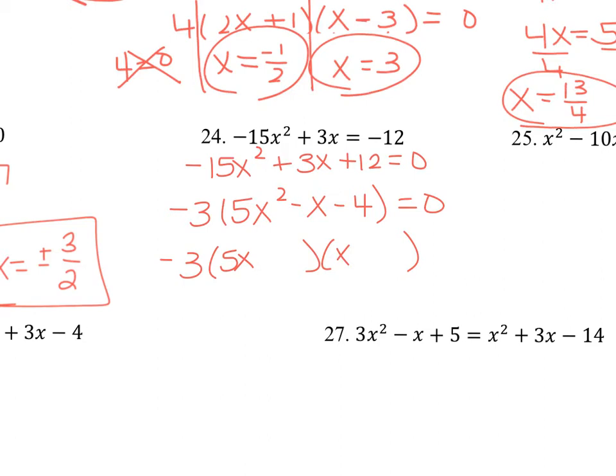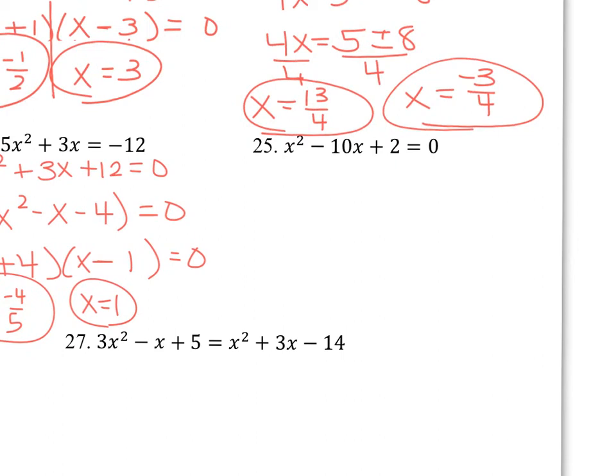So if we try 2 and 2, 5 times 2 is 10. 10 and 2, that's not going to get me 1. So how about 1 here and 4 here? 5 and 4, yep, that works. I want negative 5 and positive 4. So negative 3 equals 0, that doesn't work. X equals negative 4/5, and x equals 1.